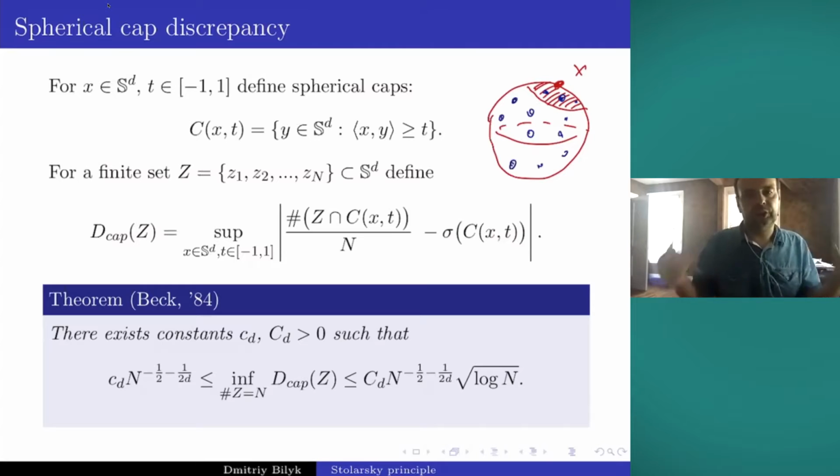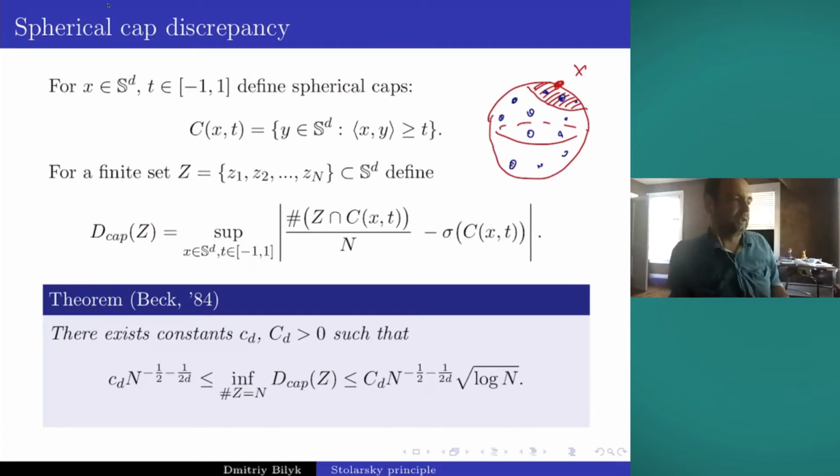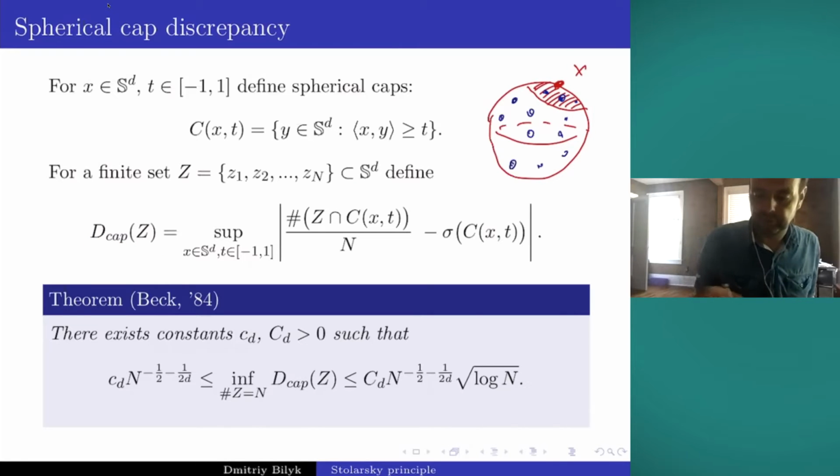And in general, you can do it for other collections of sets. If you choose a reasonable collection of sets instead of the spherical caps, you can also define a reasonable discrepancy. But let's stick with the spherical caps for now. It's the most natural on the sphere, perhaps. It's clear that this also measures the extent of uniform distribution, of equidistribution, of this discrete set of points. So, what's known about it?